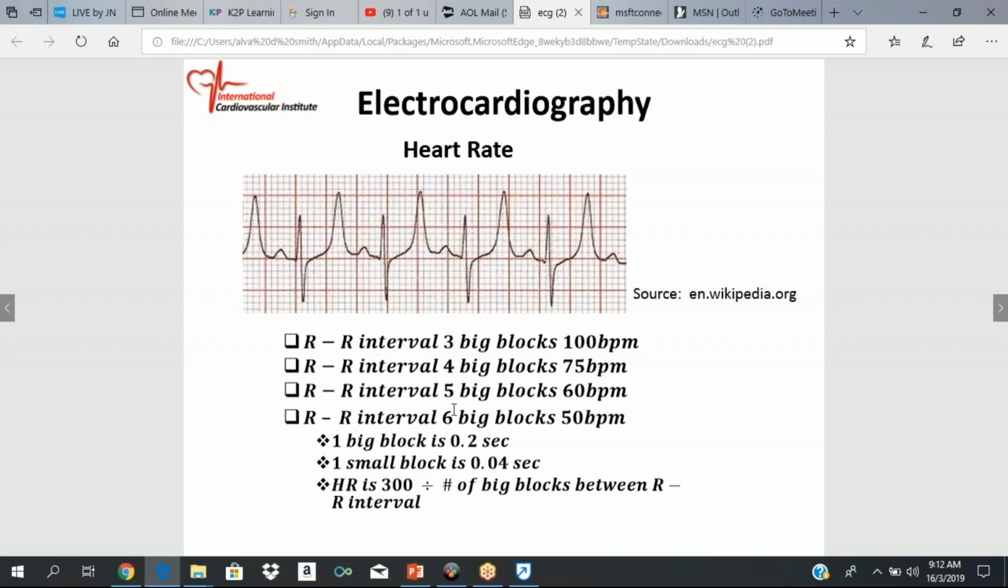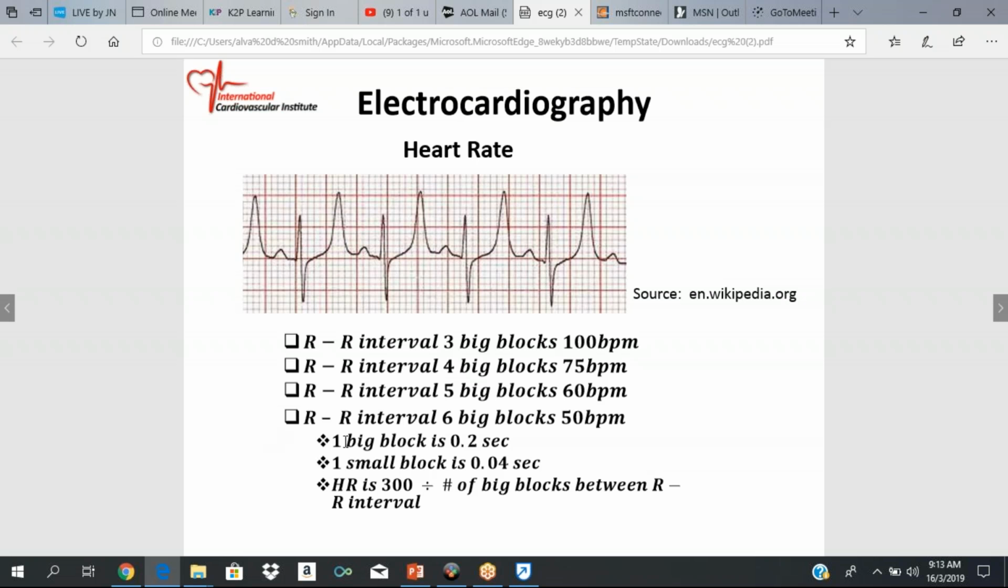If you have 5 big blocks separating the RR interval, then the heart rate is 300 divided by 5, which is equal to 60. And if you have 6 big blocks, then the heart rate is 300 divided by 6, which is equal to 50. So you should be able to determine the heart rate in any scenario. And it's going to be an approximation unless the heart wave falls directly on the big blocks. Okay?